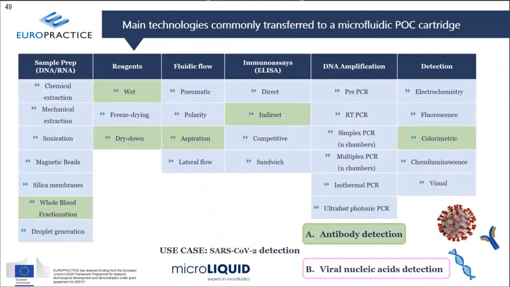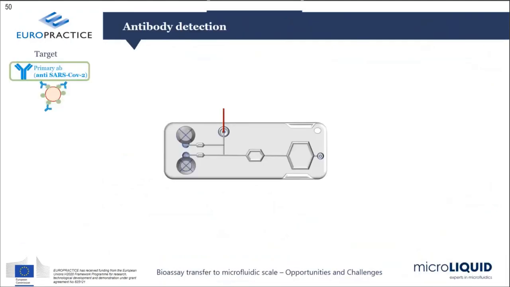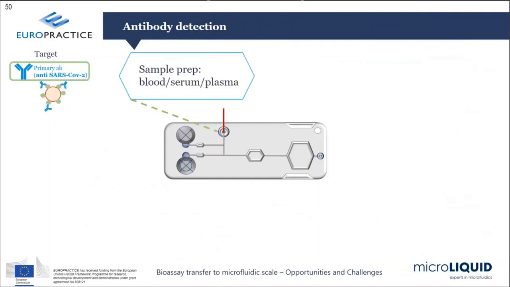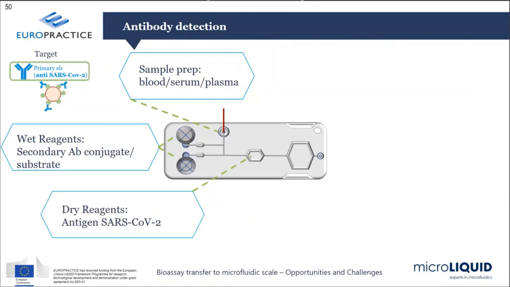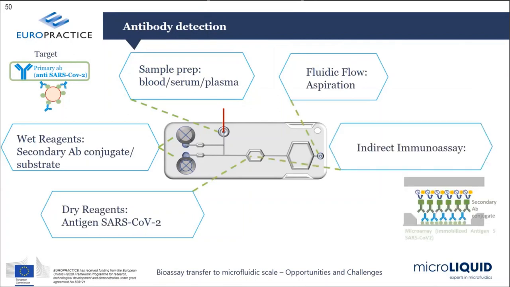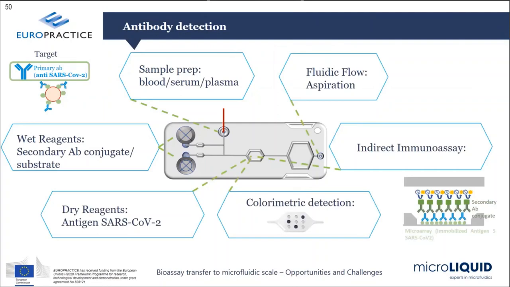So let's summarize the whole protocol. Let's go through what we have chosen for the antibody detection, for instance. We have this chip as an example, where we will first integrate our sample, which is whole blood, into the microfluidic device, making use of capillary tubes. We will have wet reagents, which will include the labeled secondary antibody and the substrate in order to perform the detection. And we have a specific chamber which has integrated dry reagents in order to trap the antibodies. Now, making use of aspiration, we can integrate the sample, then the second antibody and the substrate, in order to perform the specific bioassay, and then finally detect by optical means the color of the bioassay reaction.